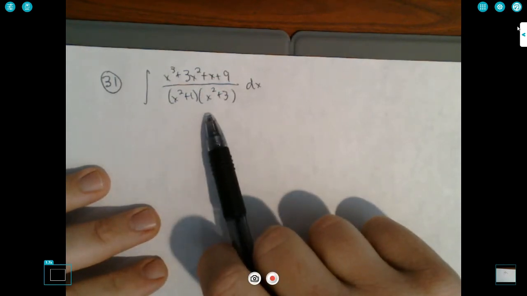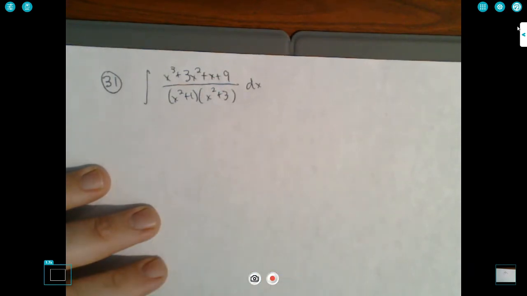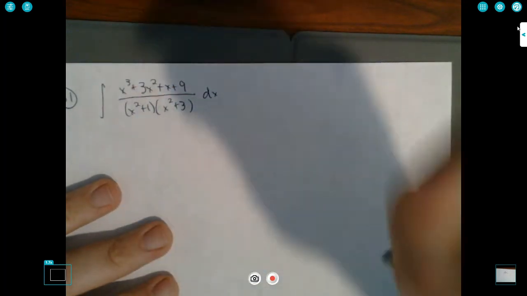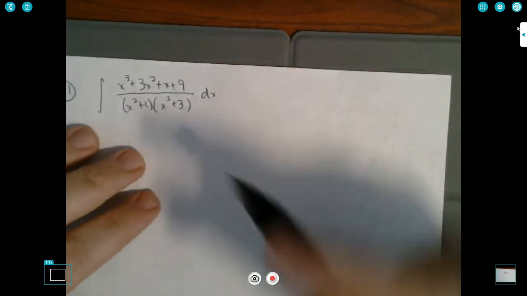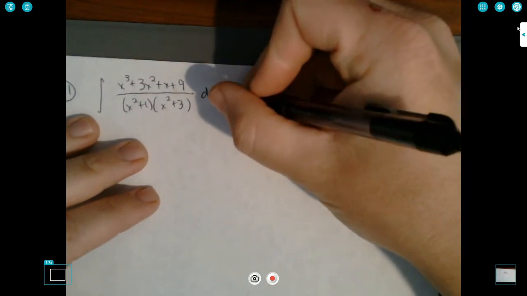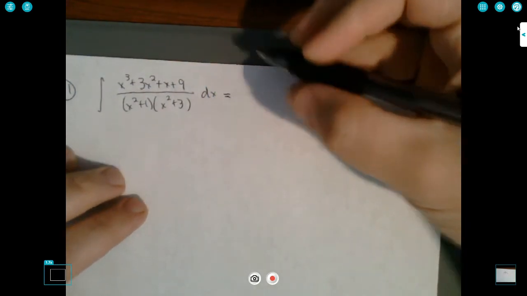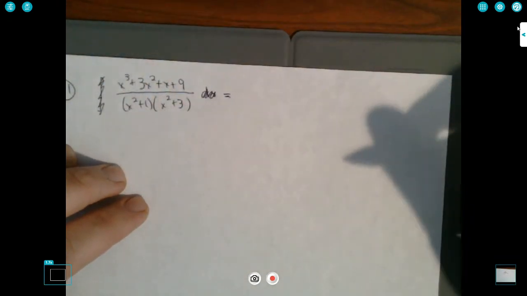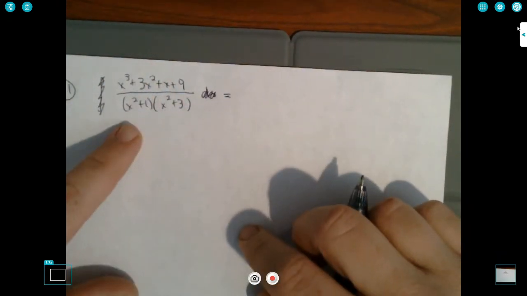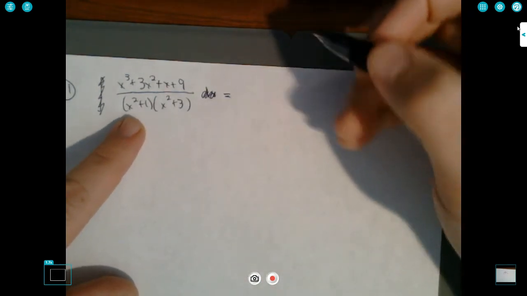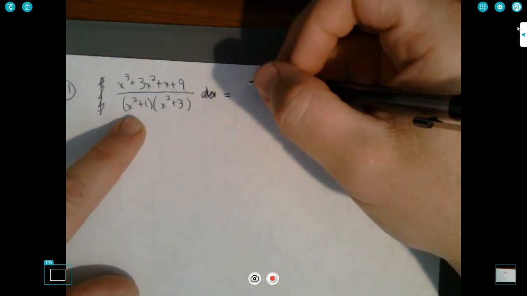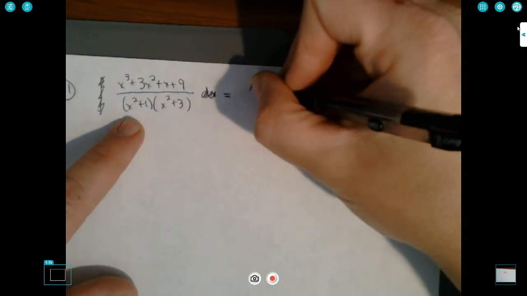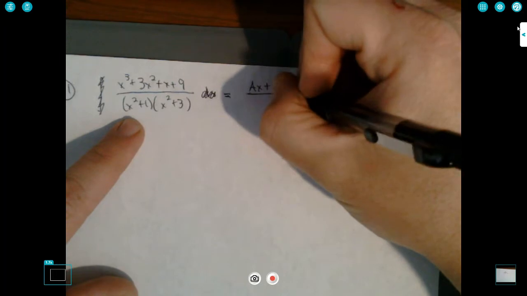We've got these two irreducible quadratics in the denominator, but they're each only repeated once, which is at least a silver lining. I'm actually going to ignore the integral sign for now and just work with the fraction itself. Okay, so this factor right here, the x squared plus 1, has to have a partial fraction of the form ax plus b.